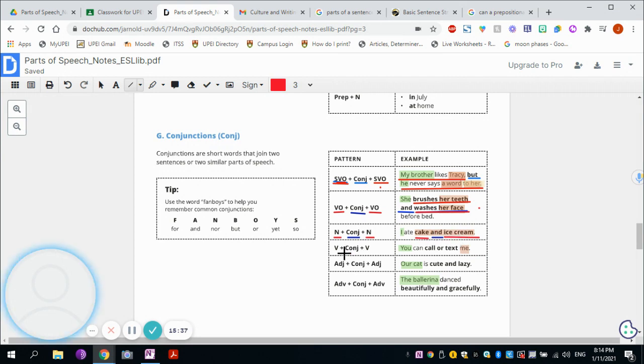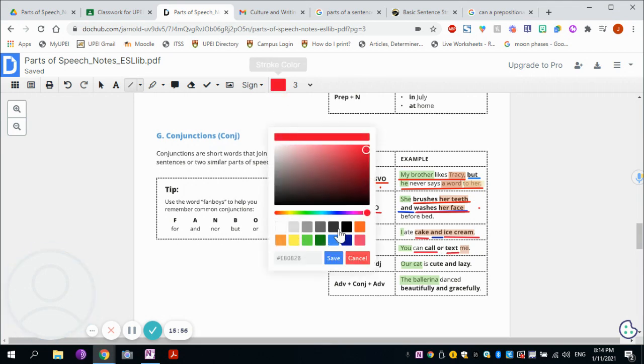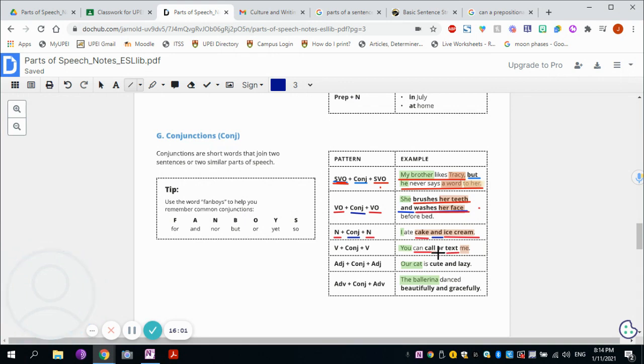We can also have verb, conjunction, verb. Again, don't worry about the subject. We've got can call. There's one verb, and here's another one. Or text. So text and call. And our conjunction is right there in the middle, or. Just like over here.